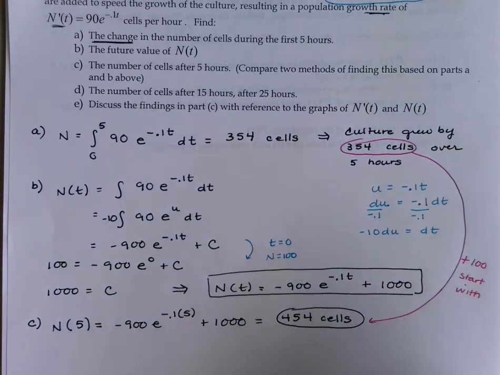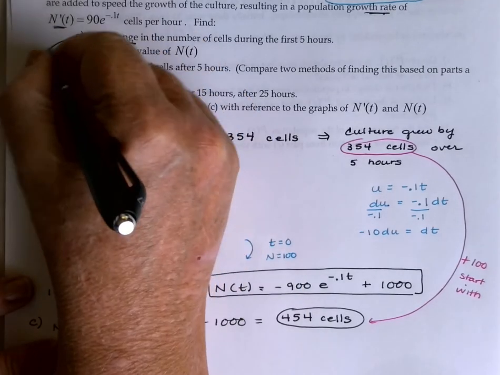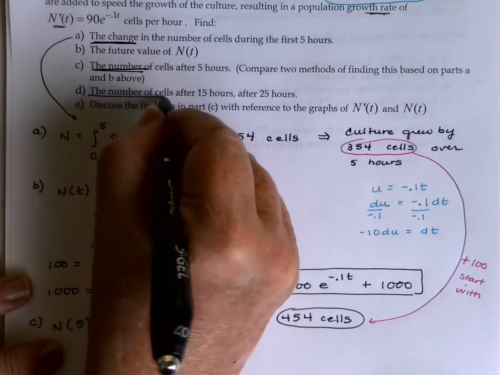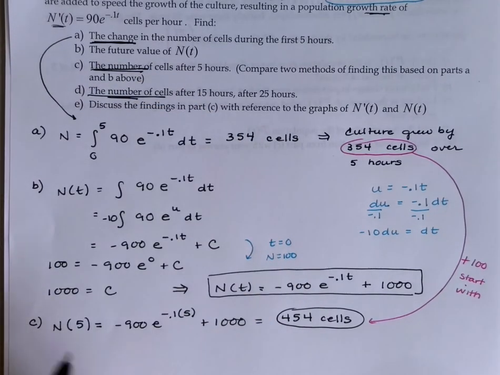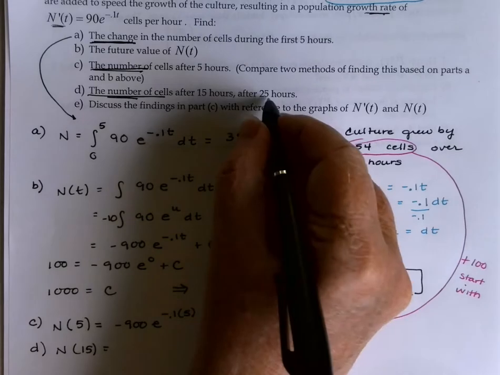All right, using our future value equation, we can now easily answer questions like part D. How many cells will there be after 15 hours and after 25 hours? Notice I don't want the change in the number of cells. I want the actual number of cells. So when I wanted the change in the number of cells, I used the integral. When I want the actual number of cells, I'm going to use n. So in part D, we just want n of 15 and n of 25.